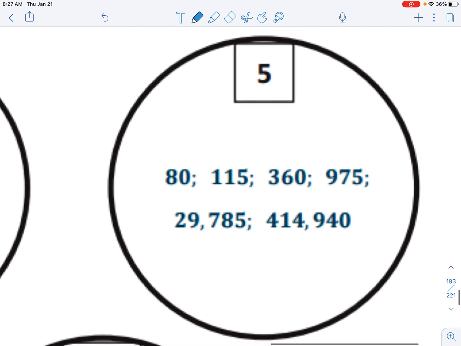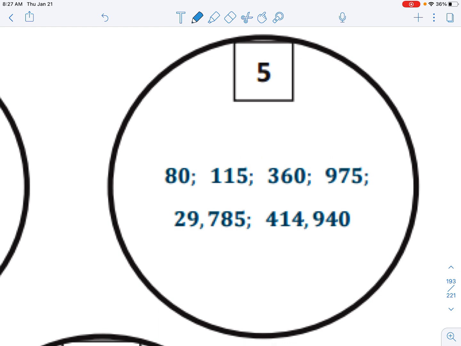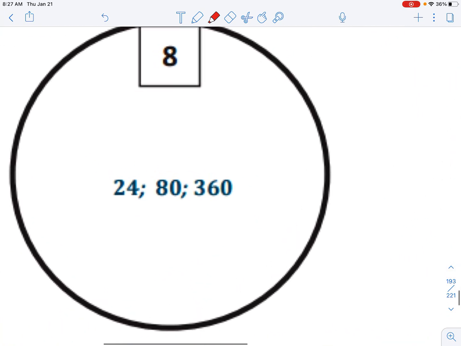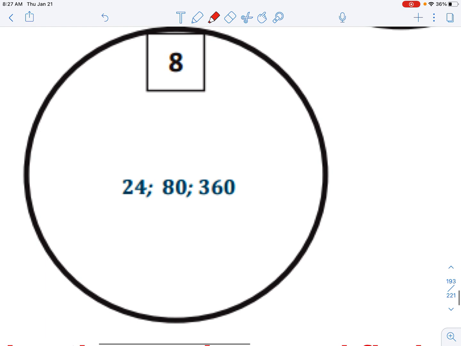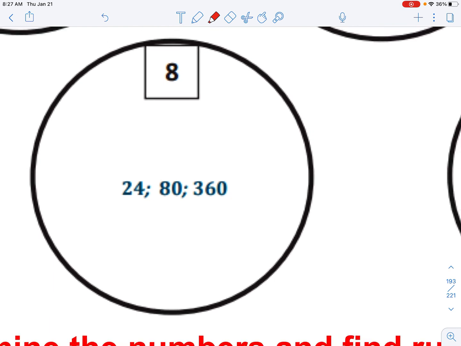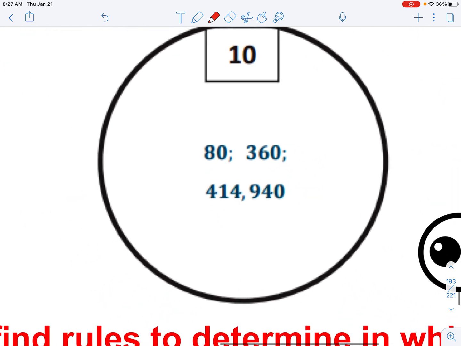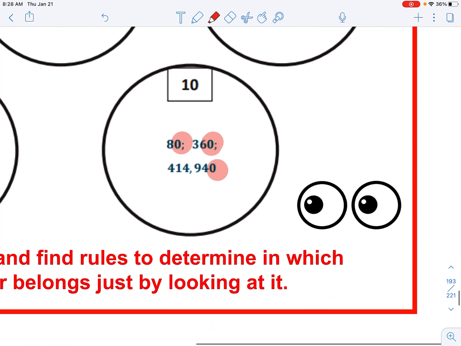Here is the list for the number 5. 5 is also an easy one: as long as the number ends with a 0 or a 5, 5 can go into it. 8 is also a harder one. We will go over the rules for the number 8 as well. And those are the 3 numbers only for 8. And 10 is an easy one: as long as the number ends with a 0, then 10 can go into that number.